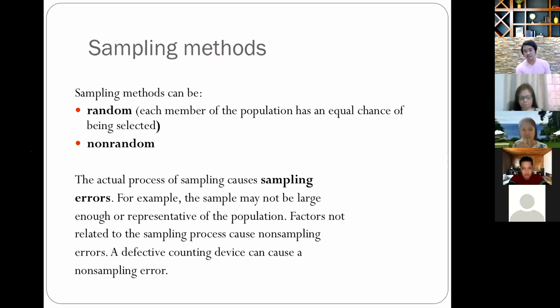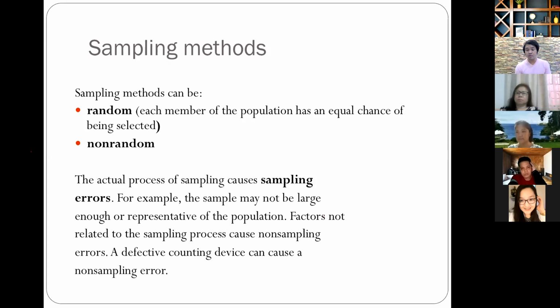Of course, there is what you call error, and that is normal. For example, the sample may not be large enough or representative of the population. Factors not related to the sampling process cause non-sampling errors. Kaya meron tinatawag na 0.05. Yung 0.05 actually is the margin of error.